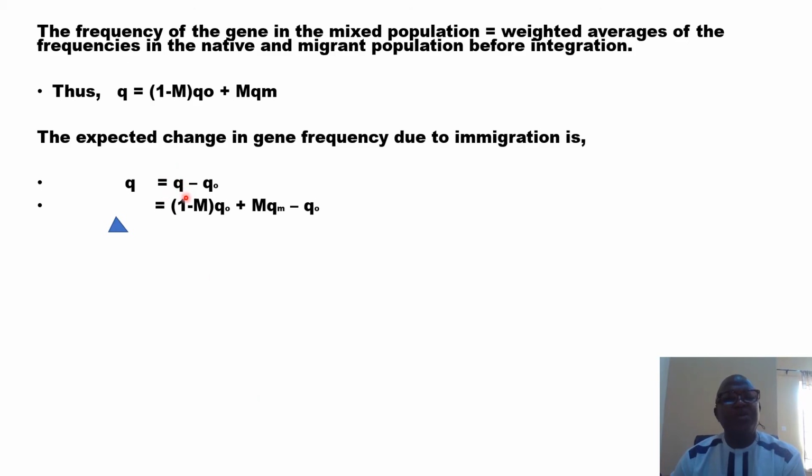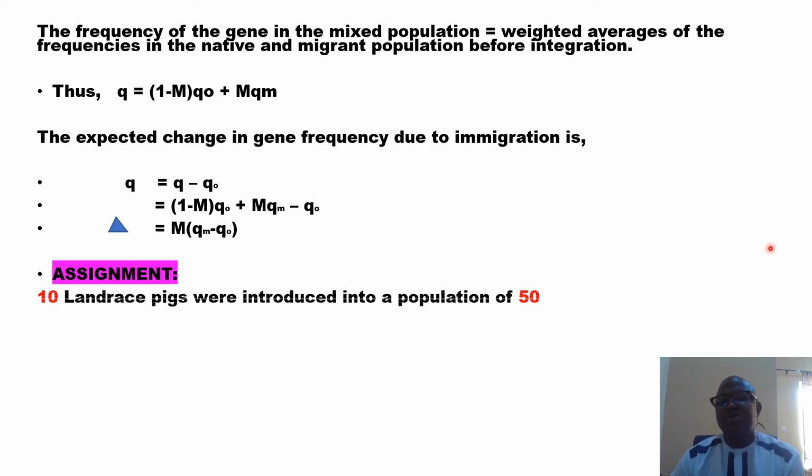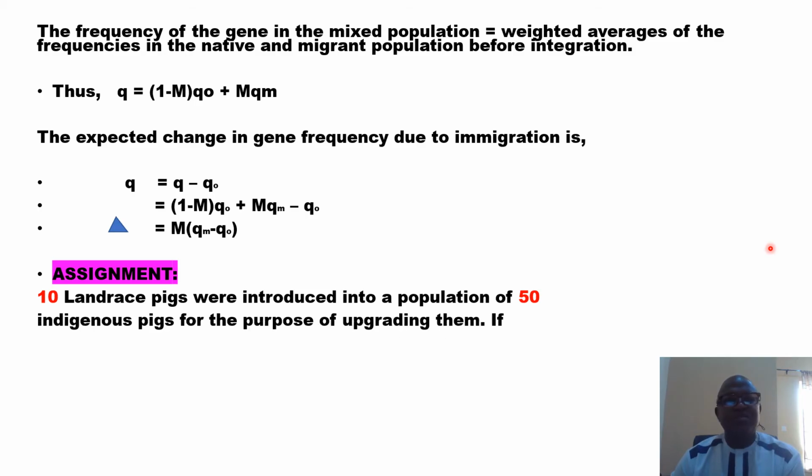And remember that Q is (1 minus m) QO plus m QM. If we bring this in now, it will be this minus this. When you cancel out what is not supposed to be there, you get the change in gene frequency as m times (QM minus QO). So you can use these equations, these formulas, to do this assignment.